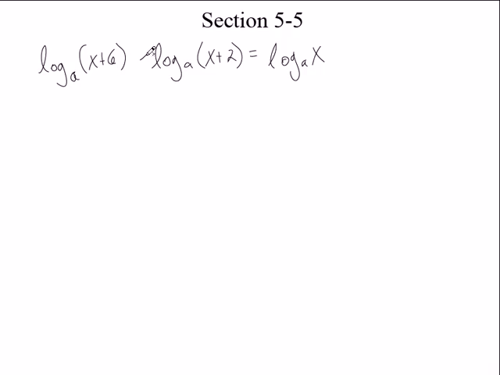So you see a subtraction, you see a log here and a log here. What does that tell you? Subtraction tells you, with logarithms, you're going to divide. Good. So you're going to have one single logarithm out in front, and you're going to divide this one by this one. So it's going to be x plus 6 over x plus 2 equals, over here, log base a of x. That's the quotient rule: we take subtraction and turn it into division.